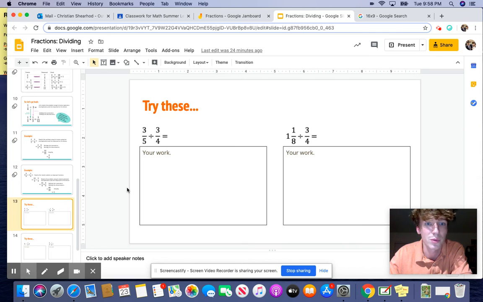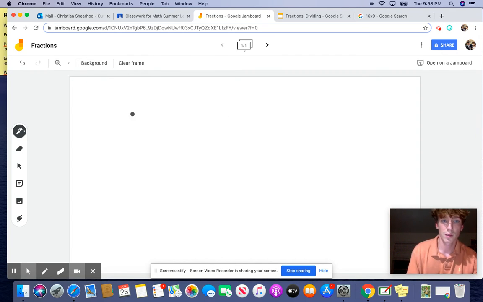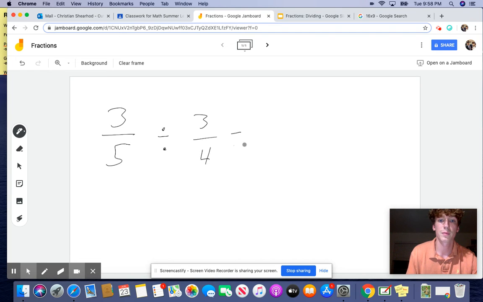Another example. Let's just do some example. So we have 3/5 divided by 3/4. Okay. And the thing I told you to remember was keep, change, flip. So we're going to write that up at the top. Keep, change, flip. Okay. This takes care of every part of the problem so that we remember.